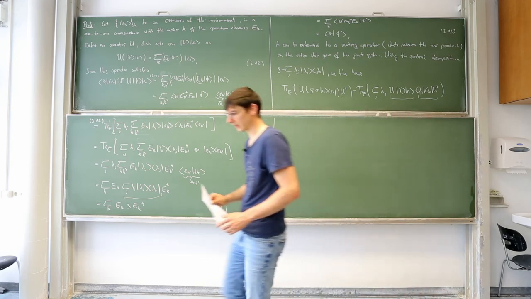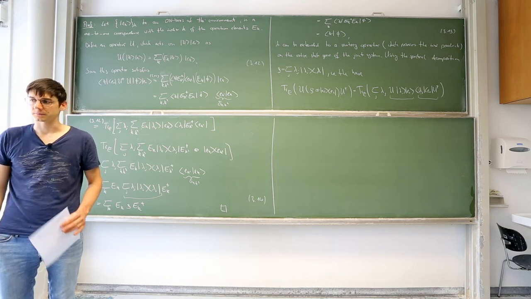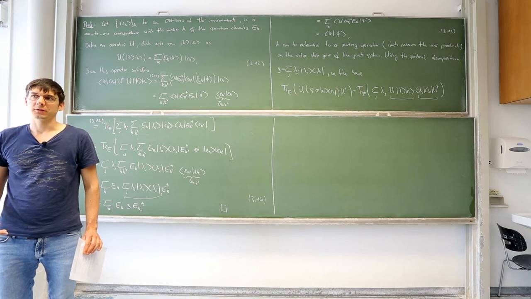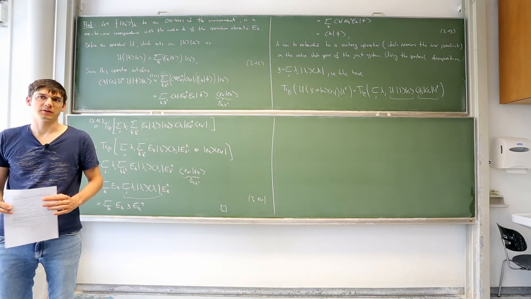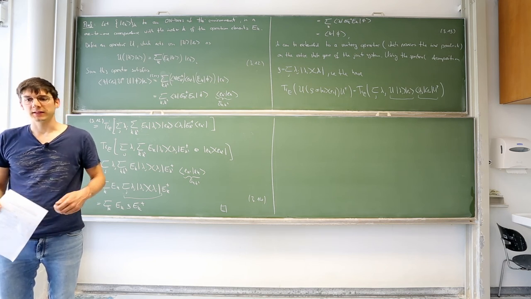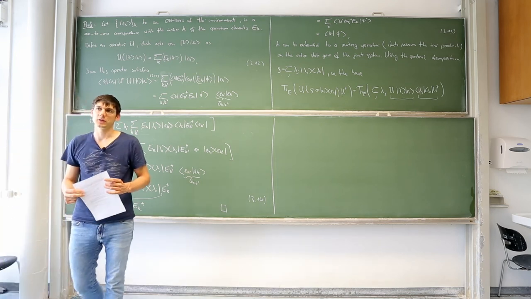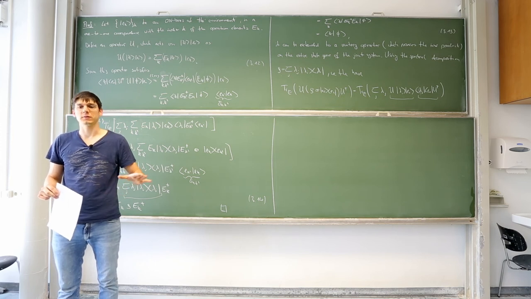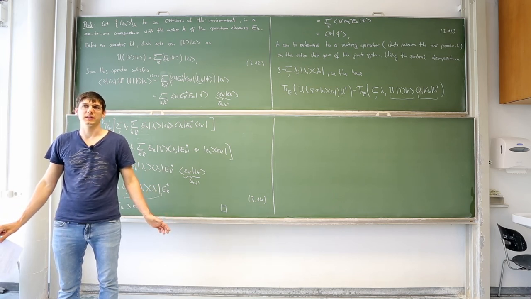So let me briefly summarize what we've seen so far. We started by modeling the interaction of a principal system with an environment via a unitary transformation of both. And this led us then to the operator sum representation, which is convenient because it only involves operators which live on the principal system. So with this, we kind of got rid of all the stuff from the environment. And this is good because the environment is usually very, very large, and we don't want to deal with things living on the environment.